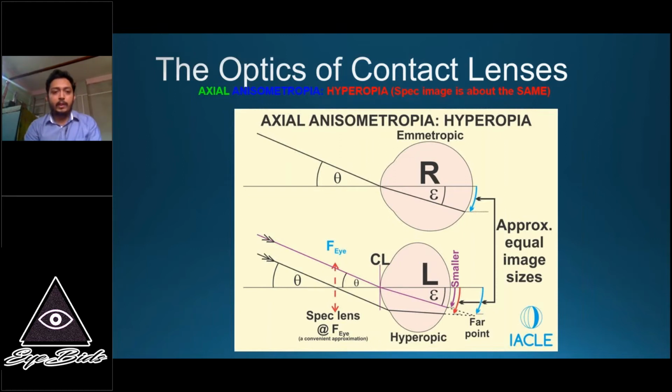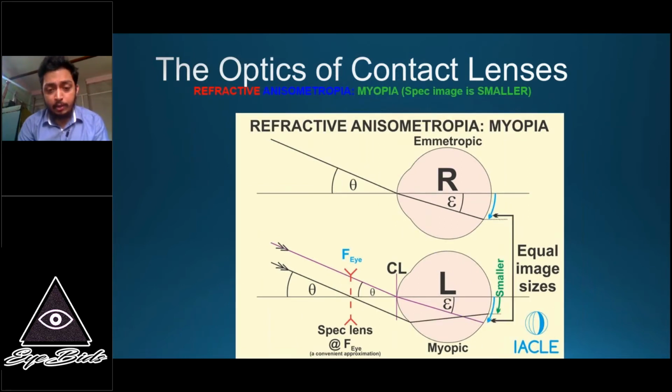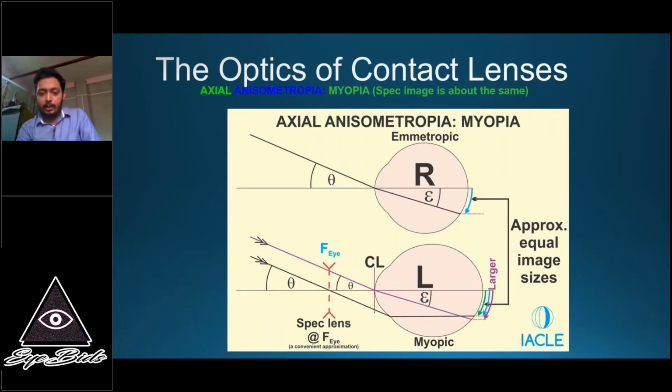But if you go for myopia, for refractive myopia, what is happening? In the spectacle the image is a little bit smaller, but in this case, if you put the contact lens, if you see the violet color, it is a little bit larger than the actual image.